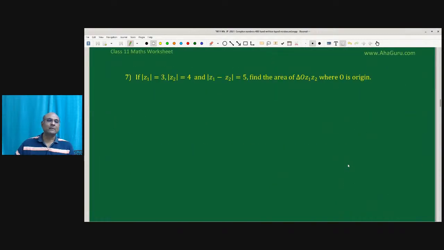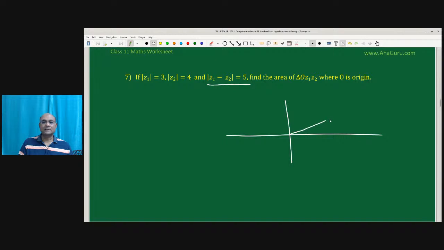Let us look at this one. This is easy again. 7th question. Modulus of Z1 is 3. Modulus of Z2 is 4. And modulus of Z1 minus Z2 is 5. So what does that mean? Z1 lies on this circle, 3. Z2 is 4. And the arrow, this is final minus initial, so from Z2 to Z1 is 5.